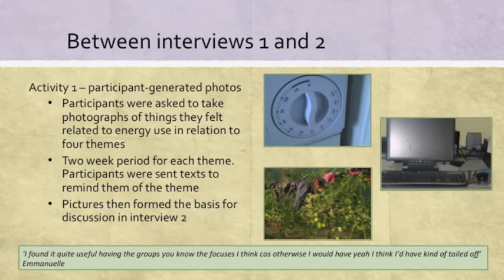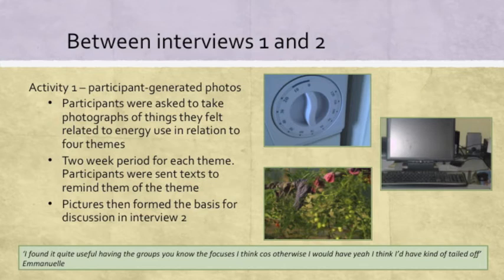Because what we did is we didn't ask people to give us back these pictures. We went back to the second interview and asked them to talk through them at that time, so we were seeing them for the first time in the interview context. So it made it very much more a participant-led interview because they were talking through the images, what they had chosen to take them and what they felt was relevant.